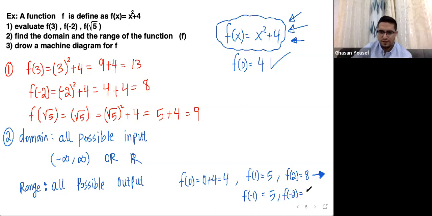8, yes. And as we see here also, the numbers go up. So starting from 4, 5, 8, and if I plug in negative numbers, the same thing: 5, 8, and it goes up. So what is the range? What is the output?